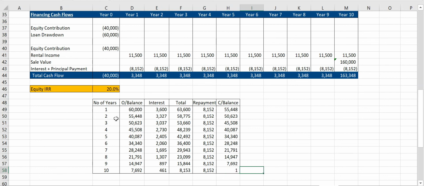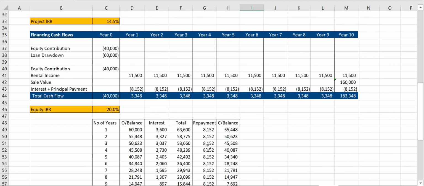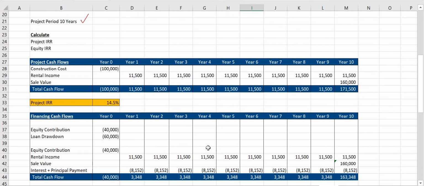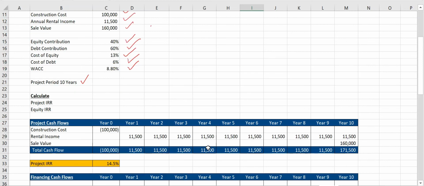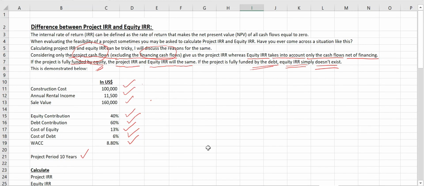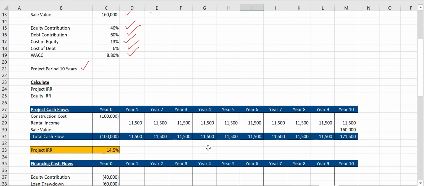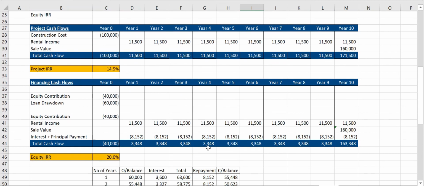So this is based on the schedule. Also you can calculate the repayment amount. This is how you calculate. So this is the main difference between project IRR and equity IRR.